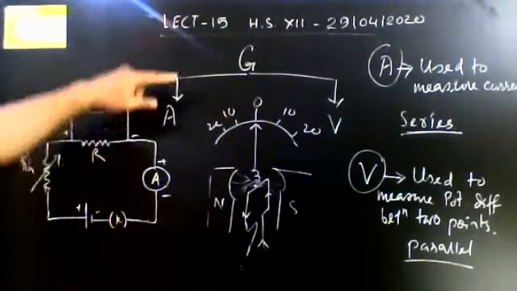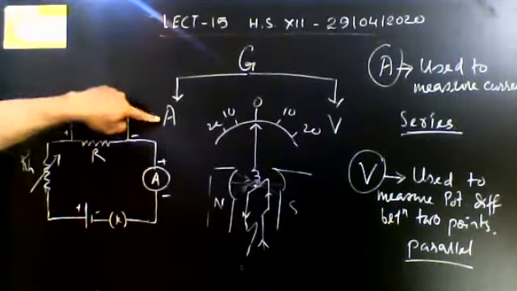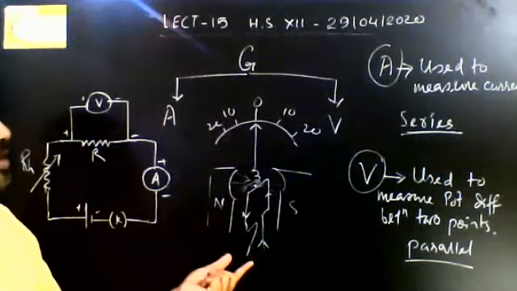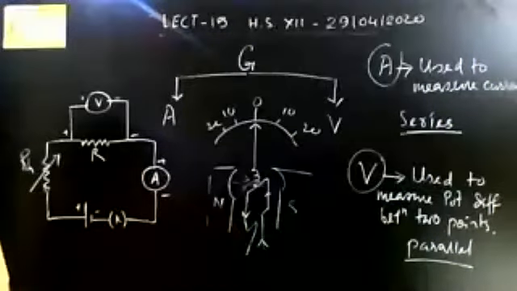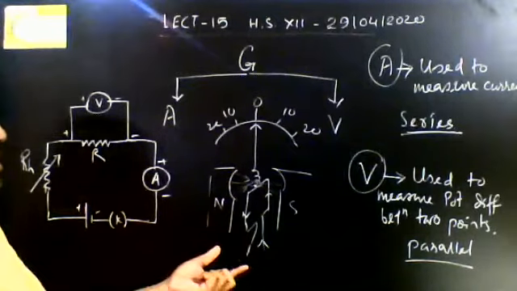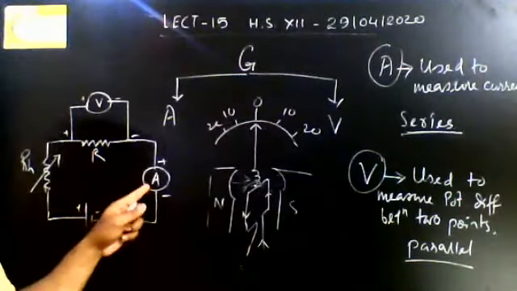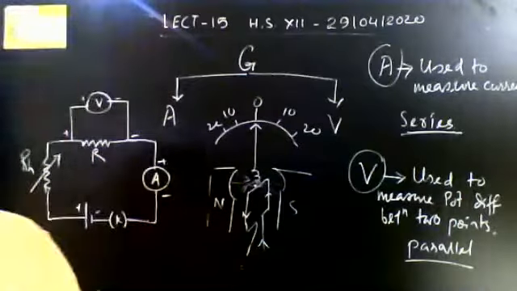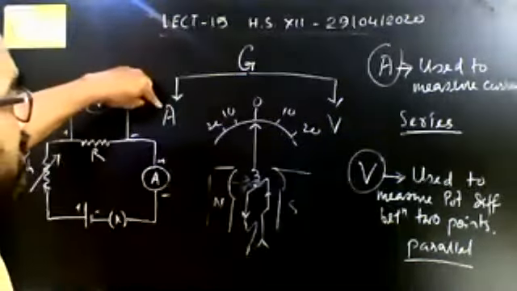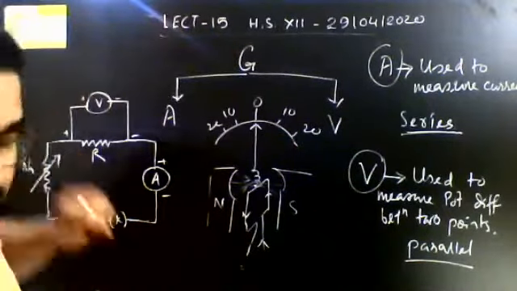So a galvanometer can be converted into an ammeter by adding a low resistance in parallel with it, so that the entire system can be connected in series with the main circuit. So first of all, we'll discuss how to convert a galvanometer into an ammeter. Okay, let us see.